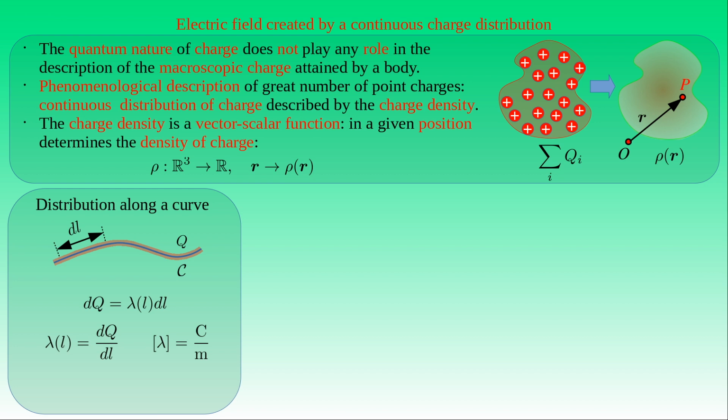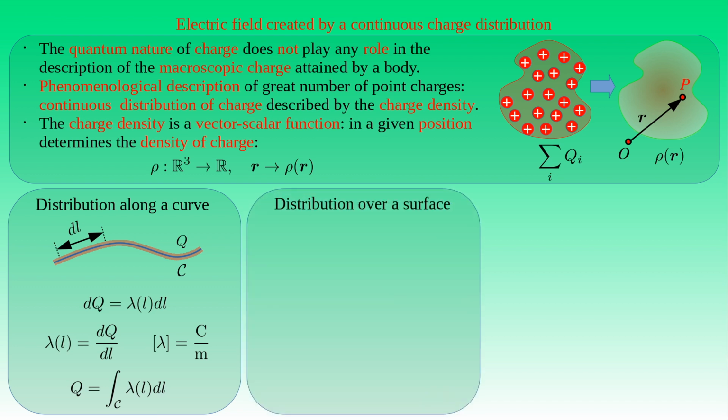We can obtain the total charge q attained by the wire, if we integrate the charge density lambda along the curve C. Another typical problem in electromagnetism is the study of the charge distribution over the surface of bodies, the plates of capacitors, or interfaces between different materials.